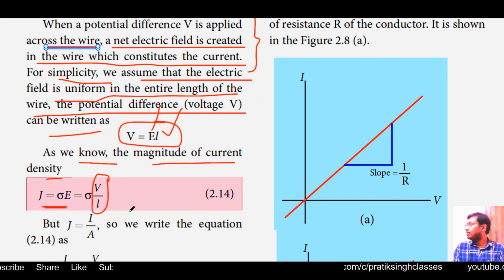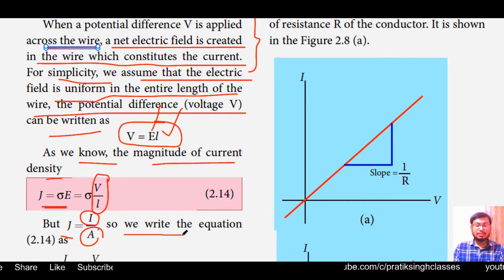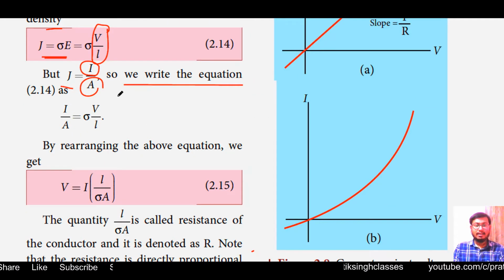From earlier equations we have seen that current density is equal to the total current flowing in the conductor divided by the total cross-sectional area. So we can write J is equal to I by A. So equation 2.14 will become I by A is equal to sigma into V by L.